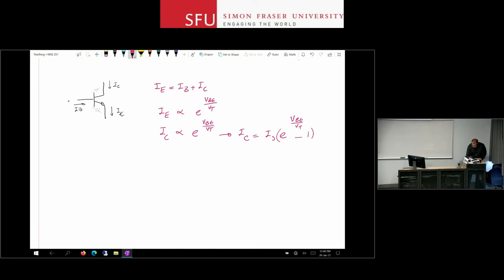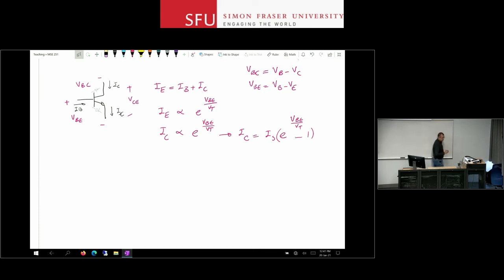Base-emitter voltage is this. This is VBE. And if you want to write it, this is VBC, and then this is VCE. So when I say VBC, I mean VB minus VC with respect to ground. Or when I say VBE, I mean VB minus VE. The voltage drop across the two sides of that diode.